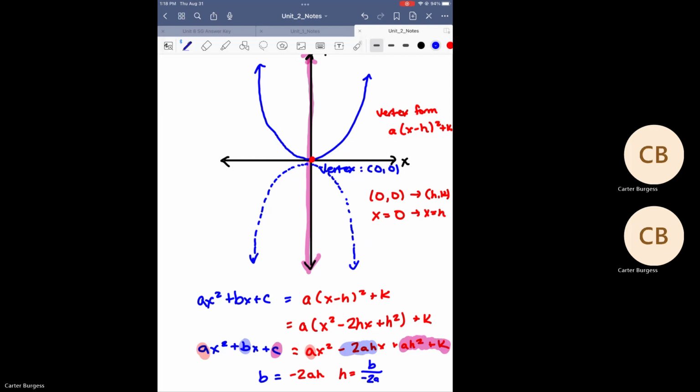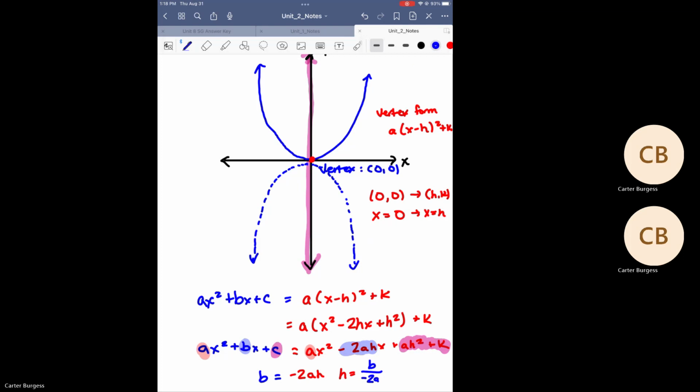And this is our way of taking that useless information, that ax squared plus bx plus c, and using it to get information that we actually care about. What is the value of h? What is that horizontal shift going to be?